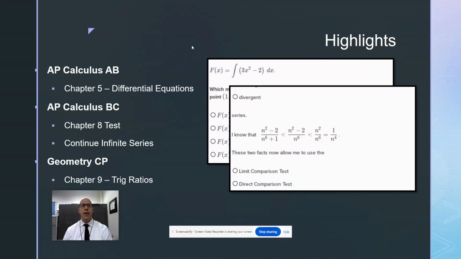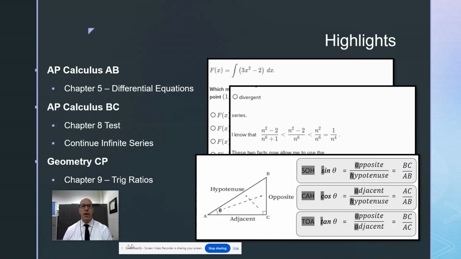In Calc BC, students will be preparing for their big chapter 8 test, which is Wednesday. Here's a sample problem where they basically need to figure out whether a series is convergent or divergent. That's what this first test of chapter 8 is. Then we'll continue on chapter 8 on infinite series, looking at things like power series and Taylor series.